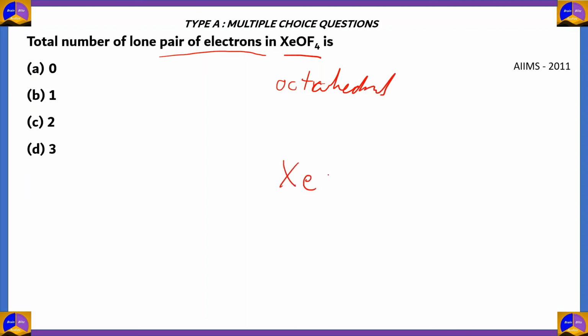So in the middle, there will be a xenon atom, and it has a perfect octet. So it should have 8 electrons in the outermost shell. So in the outermost shell, xenon has 8 electrons. Now, fluorine has a single bond with xenon, and that bond occurs in the same plane.